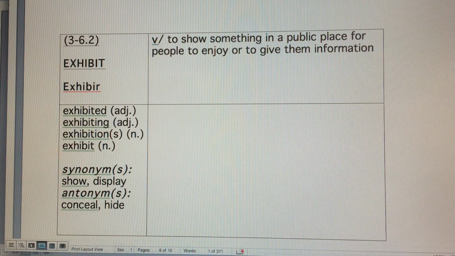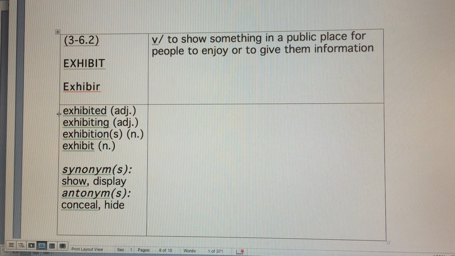Okay, back to our flashcard, and you can see that we have, for your familiar words, the adjective exhibited, something that is shown is exhibited, or exhibiting. And then we have exhibition and exhibit, the noun. So I want to be clear about the difference between these two, because we have exhibit, the noun, which is also something that is shown to give information, usually a display, okay?